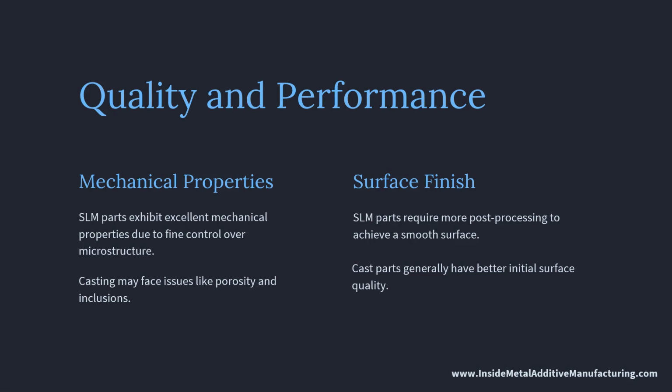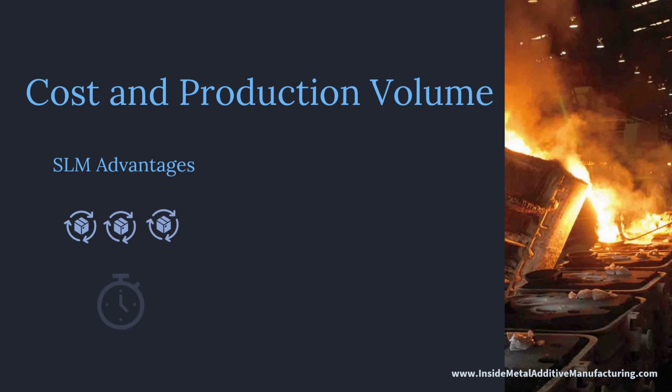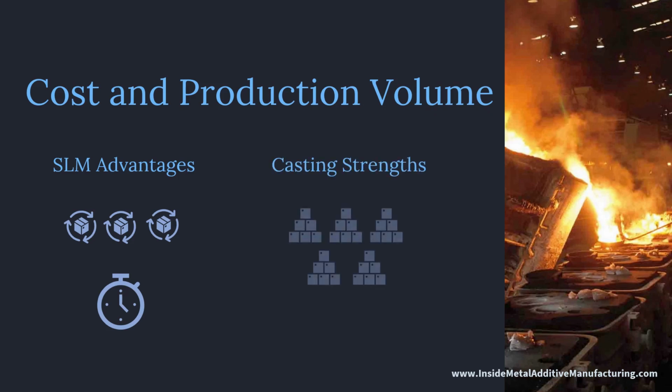Discussing production time and cost effectiveness, SLM is generally faster at producing small batches of complex parts, although it can be pricey due to initial setup and material costs. Casting, on the other hand, becomes more cost-effective at larger volumes, despite the initial expenses involved in mold making.